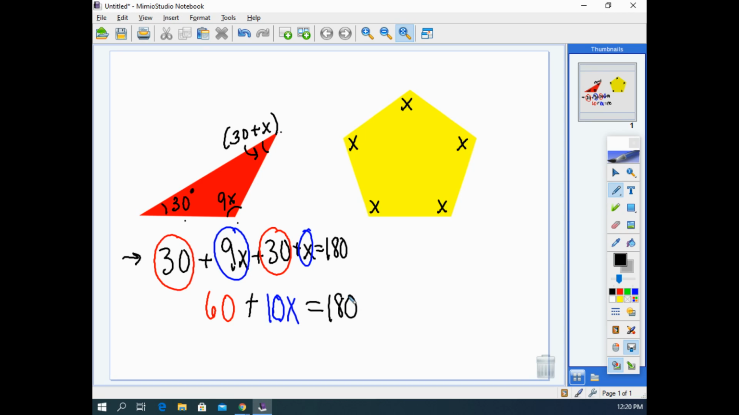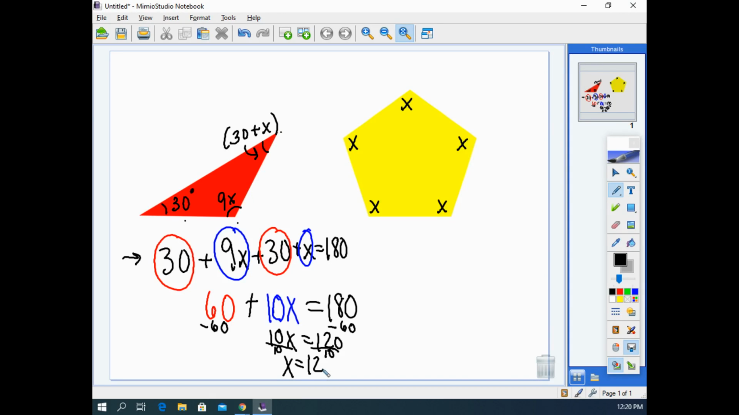Now I'm going to slowly try to get my variable x by itself. Subtract 60 on both sides. I'll end up with 10x equals 120. Divide both sides by 10. And as you can see, my x value will equal 12.